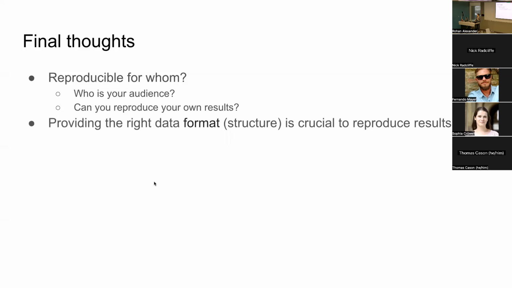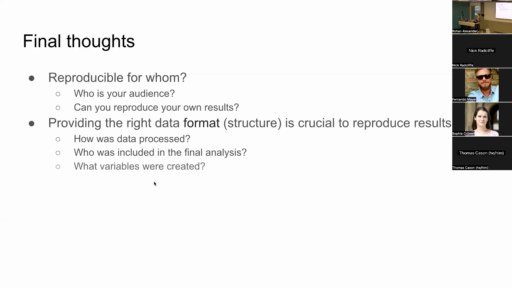Yeah, so I said this before, providing the right data format or structure is crucial to reproducible results, because we need to really think about how the data was processed and who was included in the final analysis, what variables were created, and what variables are needed to fit the model. And all of this is usually provided in the text of the manuscript or the paper. But again, we need a high level of statistical or data science literacy to interpret the text into actual code.